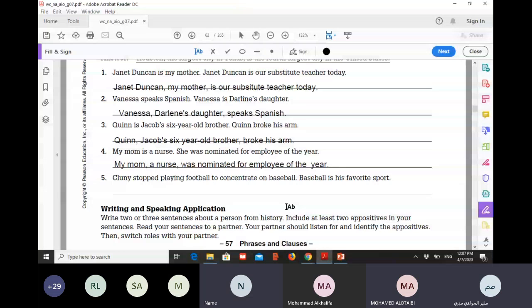Listen to me. Here the appositive that you are going to use does not identify Lani. It identifies baseball. Baseball is his favorite sport. So it is Lani stopped playing football to concentrate on baseball, comma, his favorite sport. And this way his favorite sport identifies baseball.